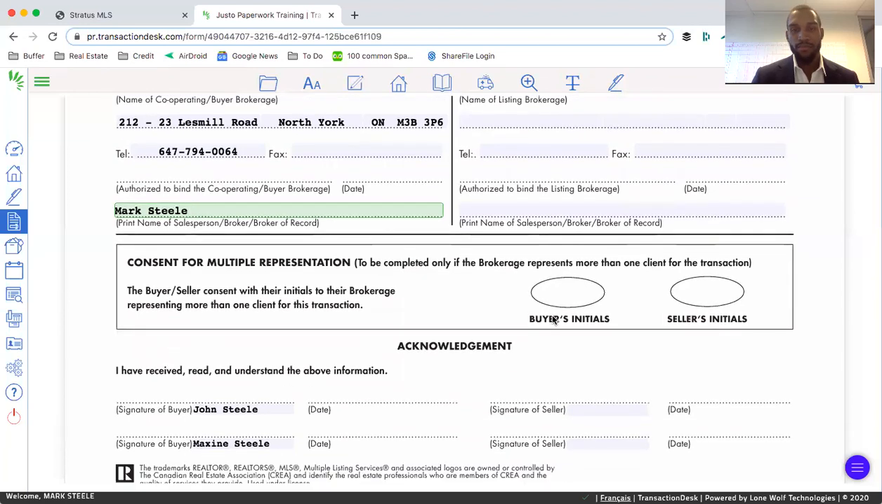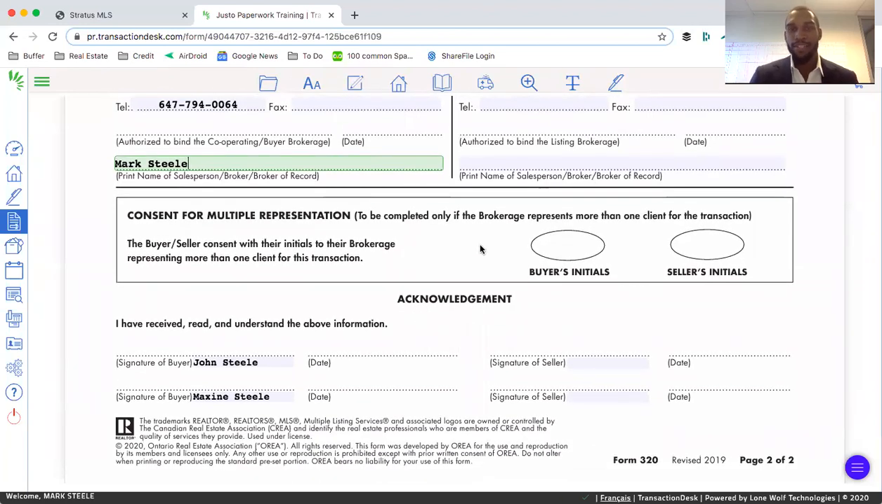Okay. Now, another box that is sometimes initialed by accident or by mistake is this consent for multiple representation. Now, this is only going to be initialed by clients if the sellers and the buyers are working with one realtor and one brokerage. So you're working with both clients at the same time. Some people initial it because they see a circle that says buyer's initials, so they just put their initials there. You don't have to, unless you're representing both sides, okay? So most times you're going to skip this box completely and just go down here, have your client sign signature for buyer or the second signature for buyer line, and then the dates.